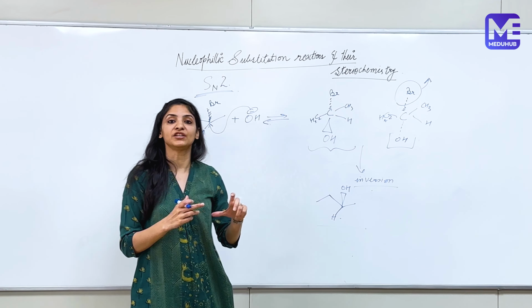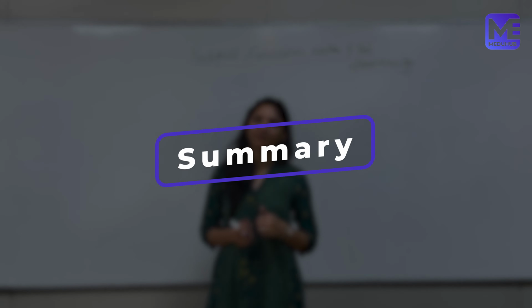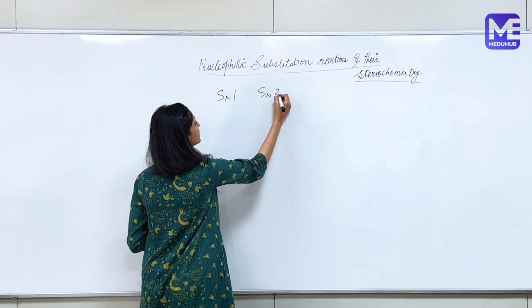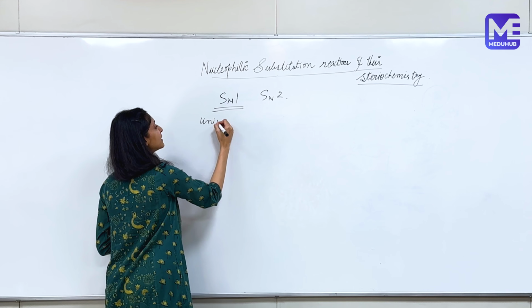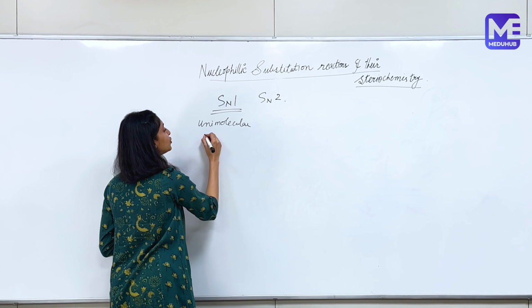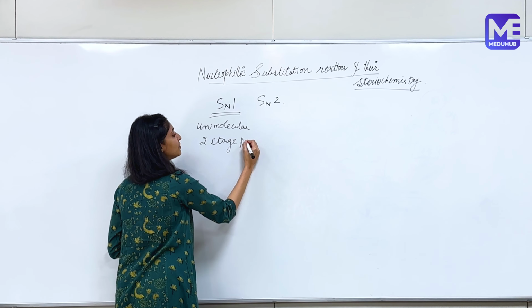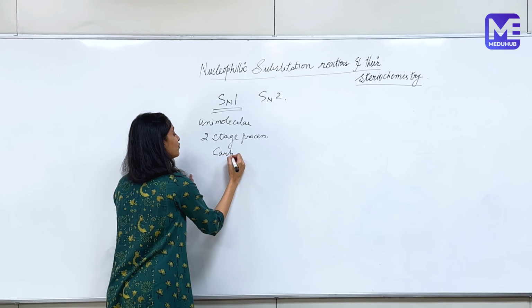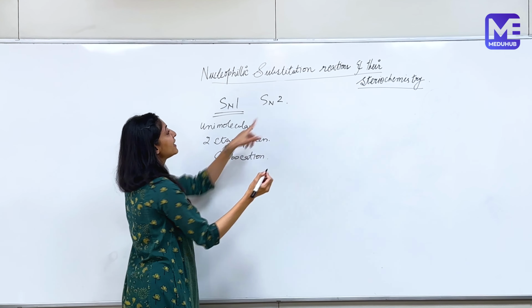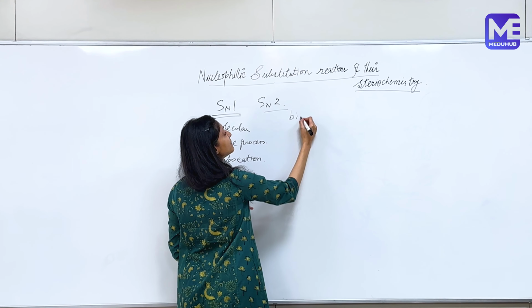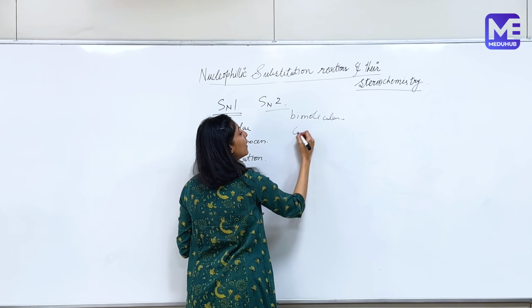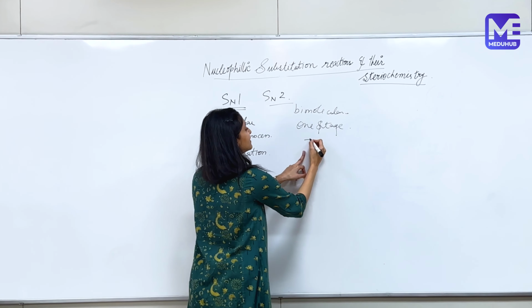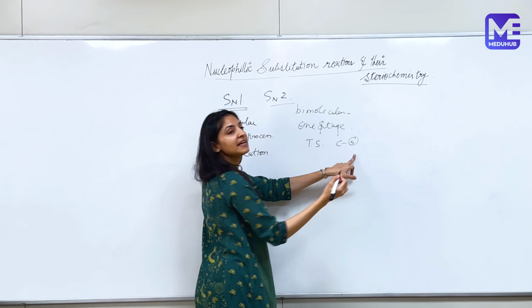In case of the SN1 reaction, we get a racemic mixture. So let us summarize what we learned today. We discussed SN1 and SN2 mechanisms. SN1 is a unimolecular mechanism, which is a two-stage process, where the first step is the rate determining step, and it proceeds via a carbocation formation. Whereas SN2 is a bimolecular mechanism, which is a one-stage process, and it proceeds via a transition state where carbon has 5 bonds simultaneously.